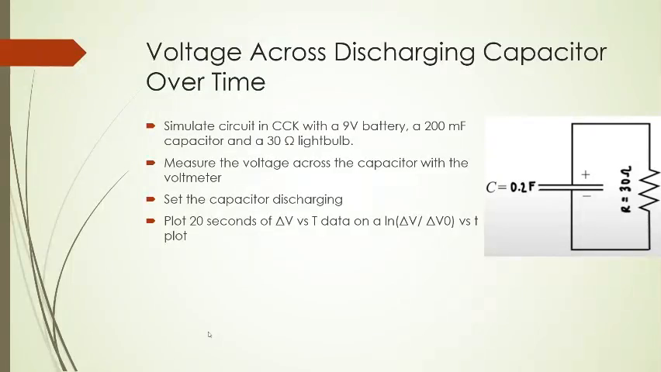The voltage across a discharging capacitor over time. These are the 4 steps that we had to take. We simulated a circuit in CCK with a 9-volt battery, a 200 capacitor, and a 30 ohm light bulb. We had to measure the voltage across the capacitor with the voltmeter. We had to set the capacitor to discharge and then plot 20 seconds of delta V versus t data on a plot of ln of delta V over delta V initial versus t.